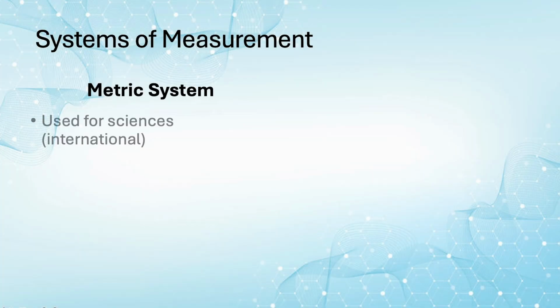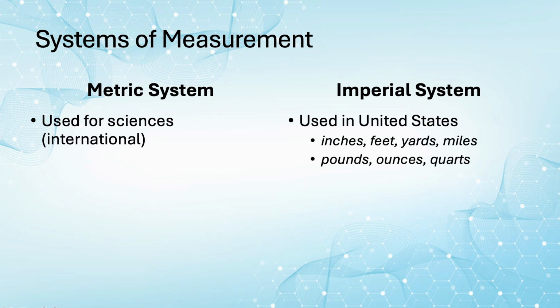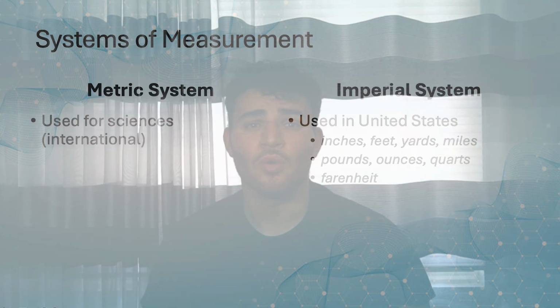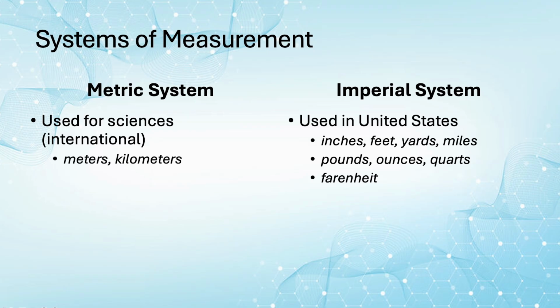Chemistry, as well as every other science as far as I'm aware, uses what is called the metric system. Here in the United States, we use the imperial system of measurement. Some familiar units you know of in the imperial system are inches, feet, yards, miles, as well as pounds, ounces, quarters, and even Fahrenheit. For some reason, there are only two other countries in the world that use the imperial system besides us, both of which were colonies at some point. The rest of the world uses the metric system. The metric system uses units such as meters, kilometers, grams, kilograms, liters, and Celsius.